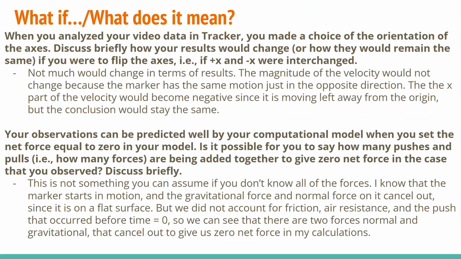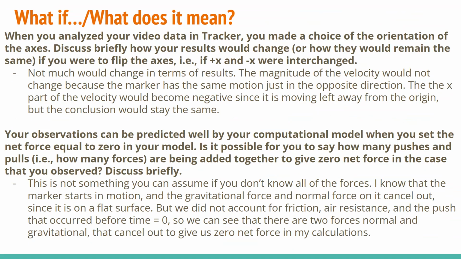Now, if you flipped the x-axis, so x positive was now negative, not much would change in terms of results. The magnitude of the velocity would not change because the marker has the same motion, just in the opposite direction. The x part of the velocity would become negative since it is moving left, away from the origin, but the conclusions would stay the same.